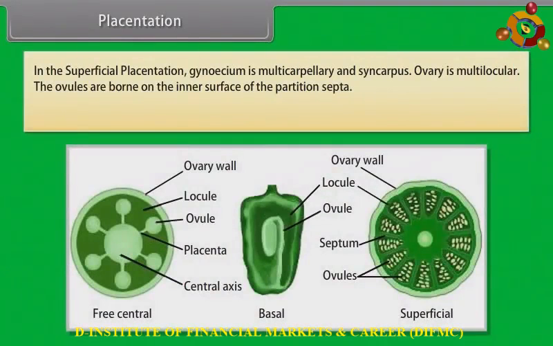In the superficial placentation, gynoecium is multicarpellary and syncarpous. Ovary is multilocular. The ovules are borne on the inner surface of the partition septa. Example: Nymphaea.